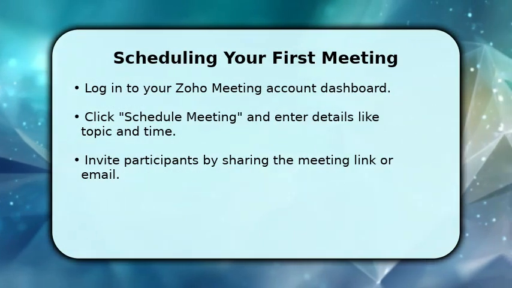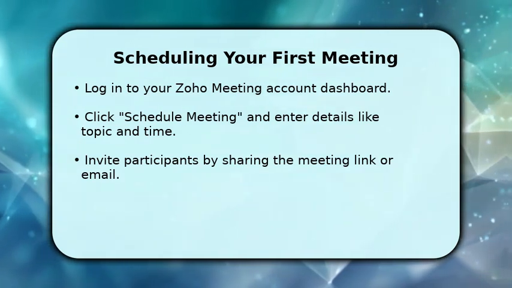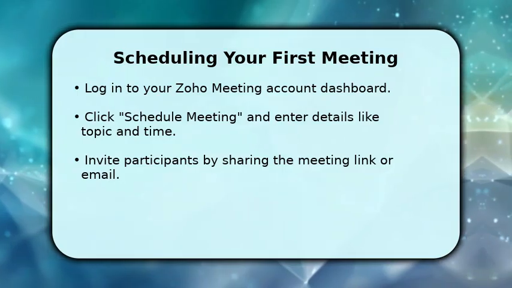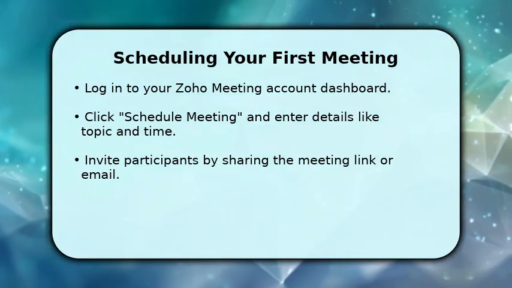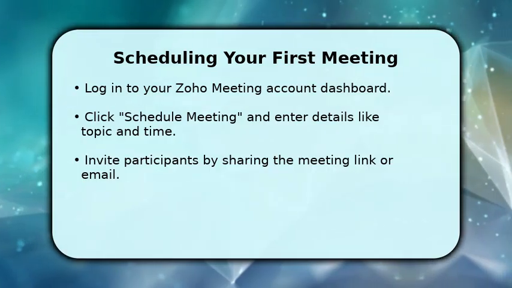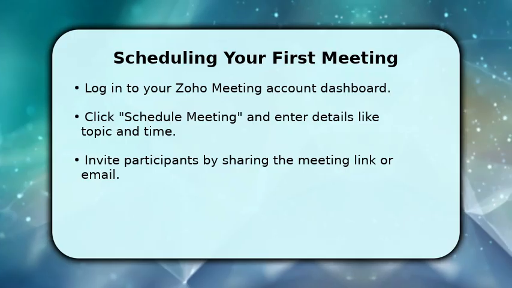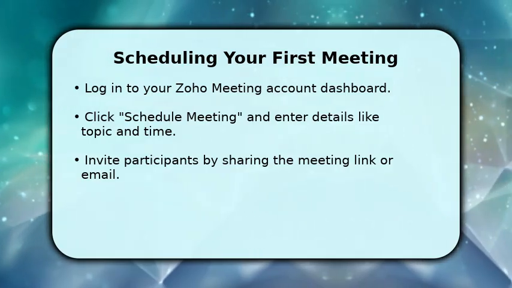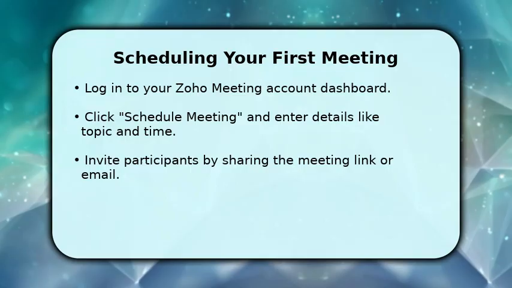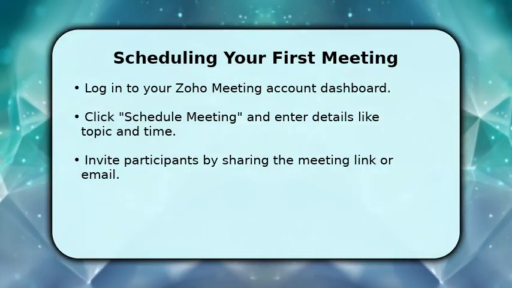Scheduling a meeting is straightforward. Once logged in, navigate to the Schedule Meeting option. You'll then fill in important details such as the meeting topic, date, and time. After scheduling, you can easily invite attendees by sharing the unique meeting link or sending email invitations directly from the platform. When it's time, simply click Start Meeting to begin your session.